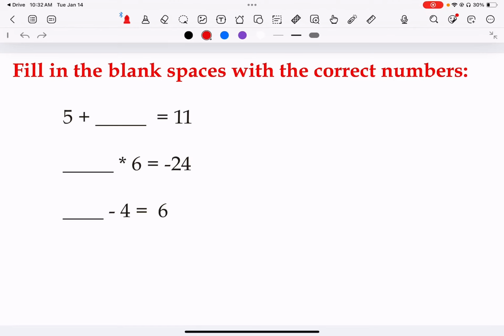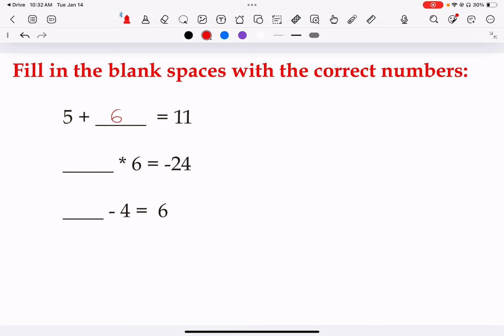This lesson is on solving one-step equations. To start, we're just going to fill in the blank spaces to make these equations true. 5 plus blank equals 11. 5 plus 6 is 11.